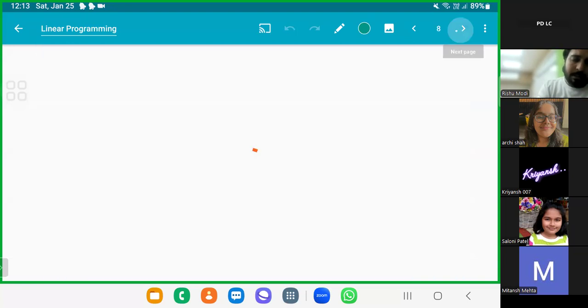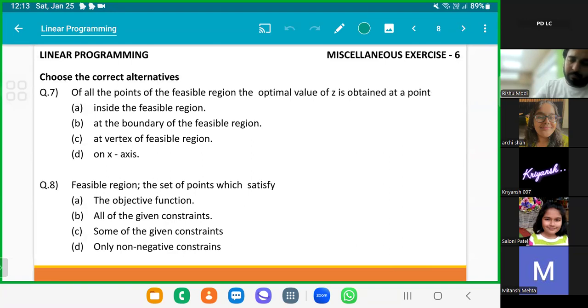Question number 7. Of all the points of the feasible region, the optimum value of z is obtained at a point inside, at the boundary, at the vertex, or on the x-axis. Tell me what will be the answer. We will find the optimum value of z at the vertex. Always remember the answer will be at the vertex of the feasible region.